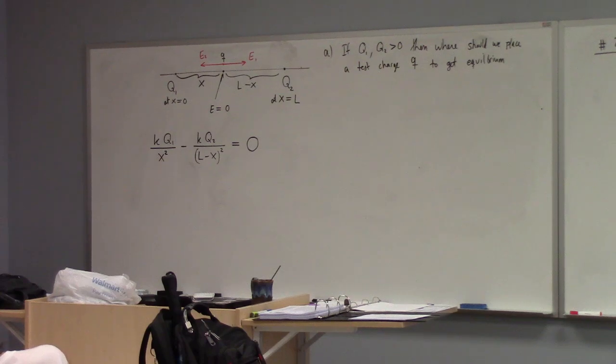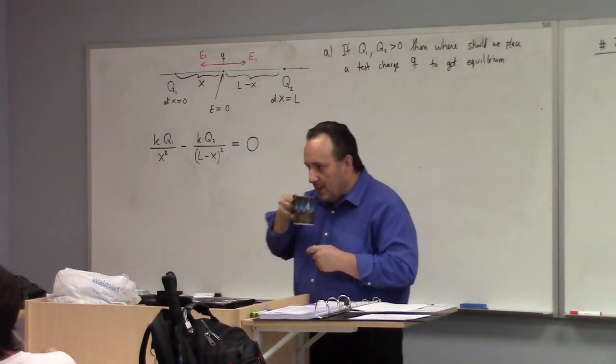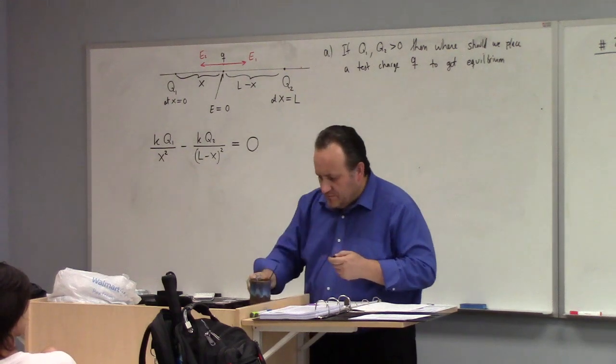Now we just have to do the algebra. I'm a little lost. Go for it. Okay, I don't even know how that acts. So where does the K, Q1, and X squared come from?